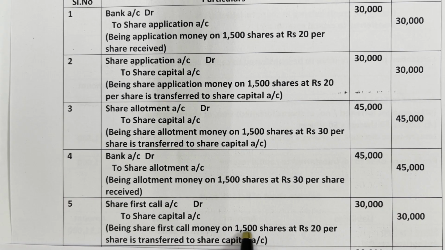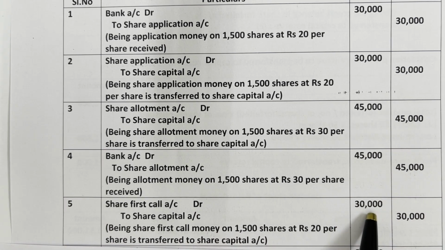On 1500 shares at the rate of 20 rupees each, first call money we are transferring to capital account now. Mention that as a narration. Being share first call money on 1500 shares at 20 rupees per share is transferred to share capital account. 1500 shares into 20 rupees each, 30,000 is the amount.